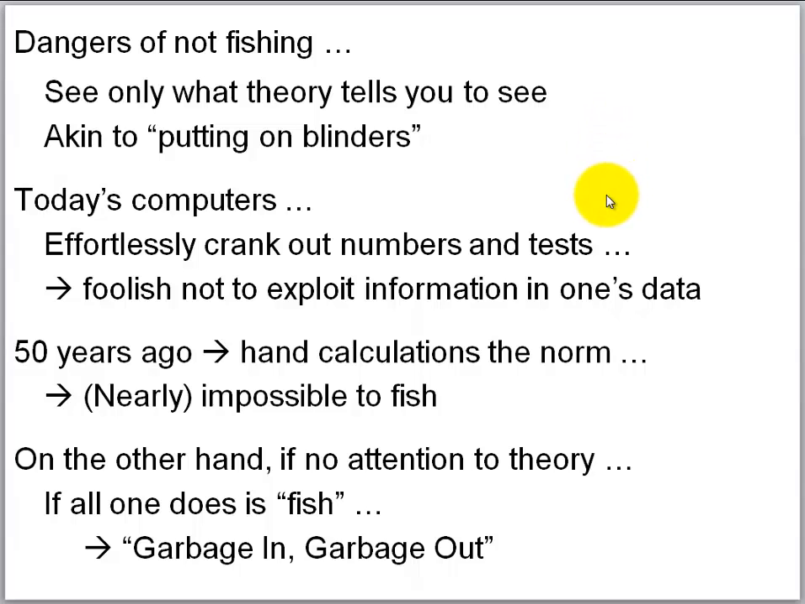Today, computers effortlessly crank out numbers and tests. So you get too much information, so that's problematic. But on the other hand, it's foolish not to exploit the information in your data and the information that the computer can generate for you. So if you go back 50 years ago, hand calculations were the norm. It was impossible to fish.